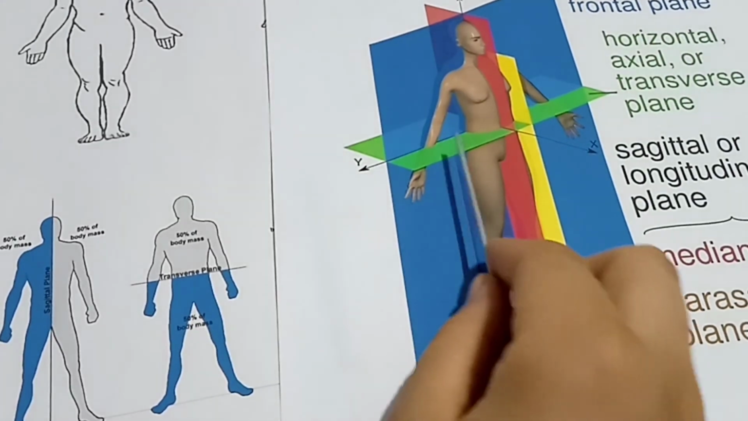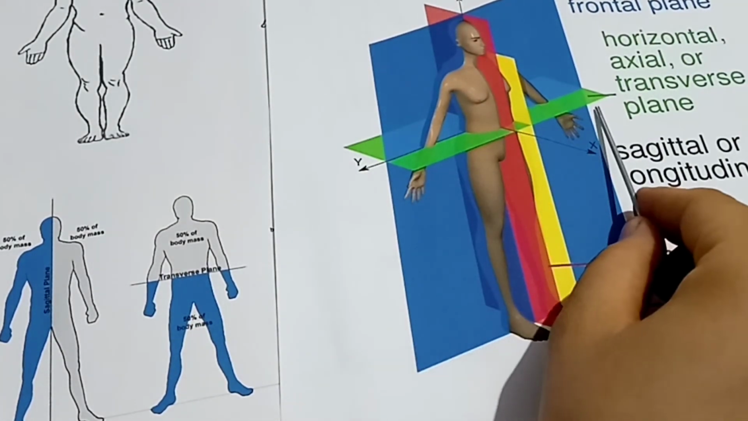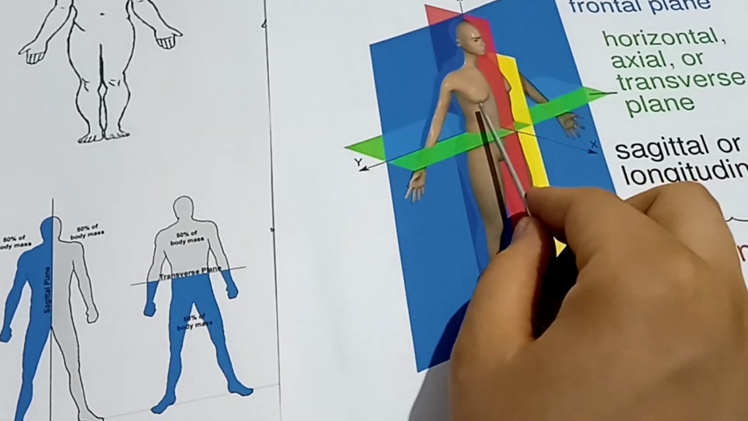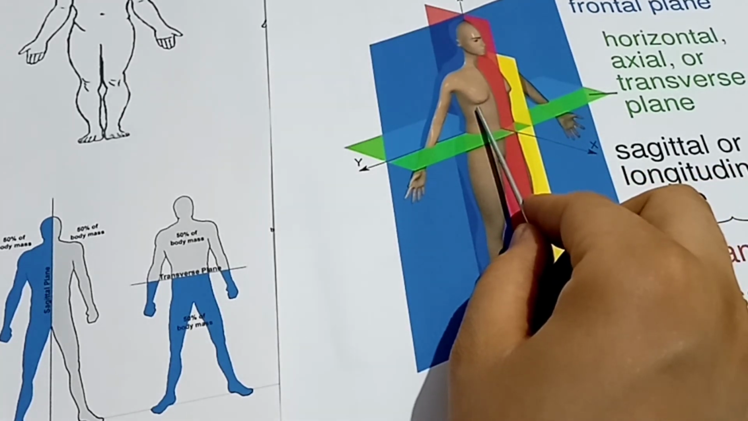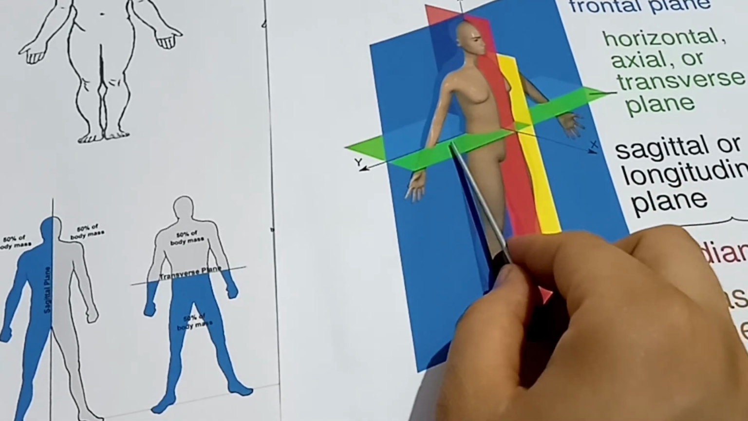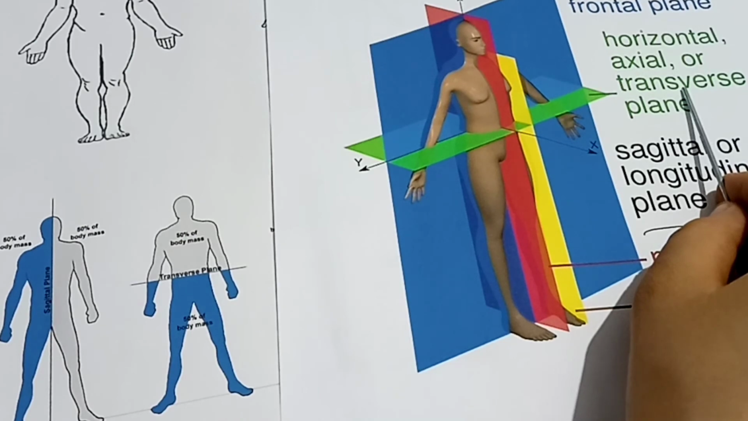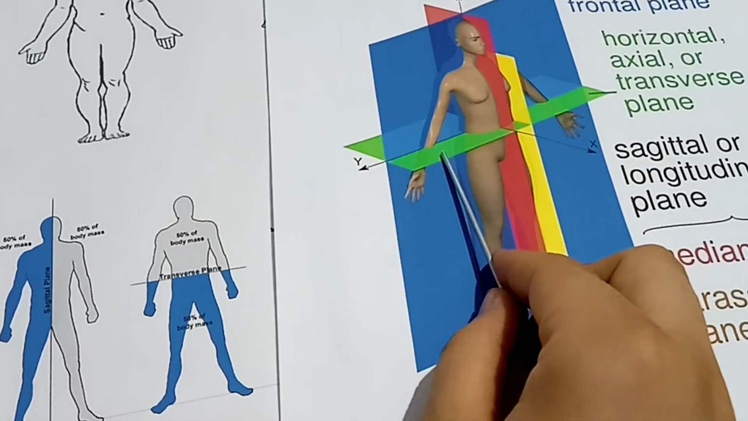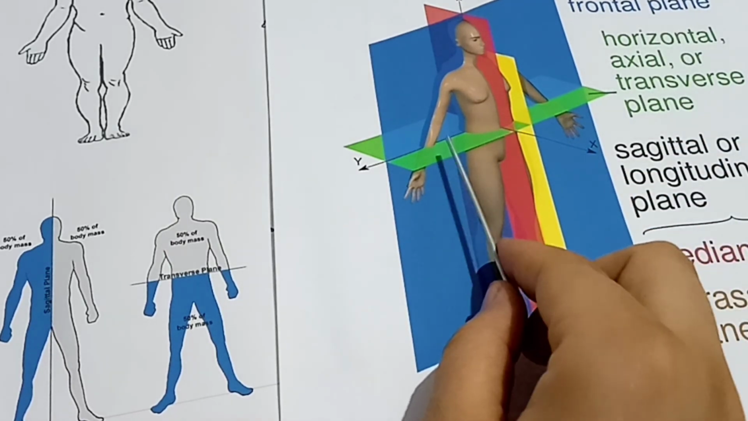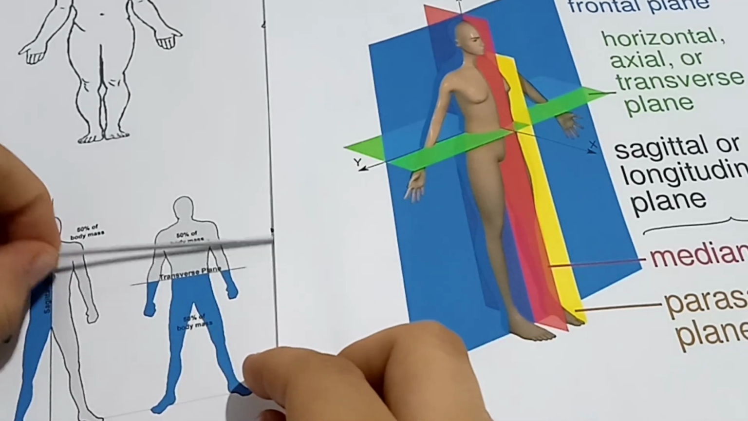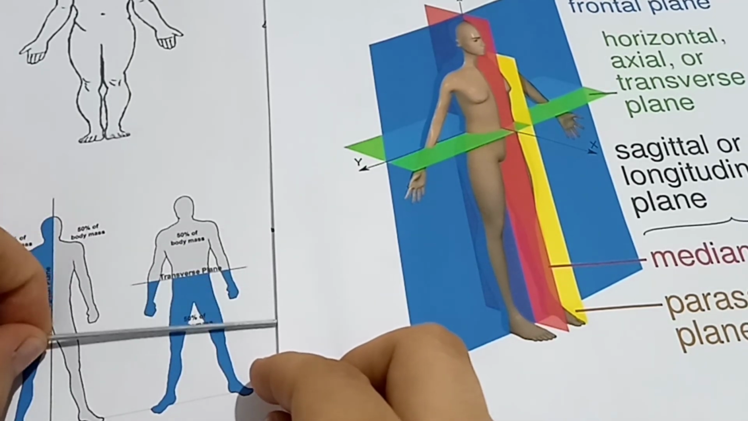The plane in the green color passes transversely through the body and divides it into two parts, a part superior to it and another part inferior to it. This plane is named transverse plane or axial plane or horizontal plane. And you have unlimited number of transverse planes, as you can take this plane at many levels.